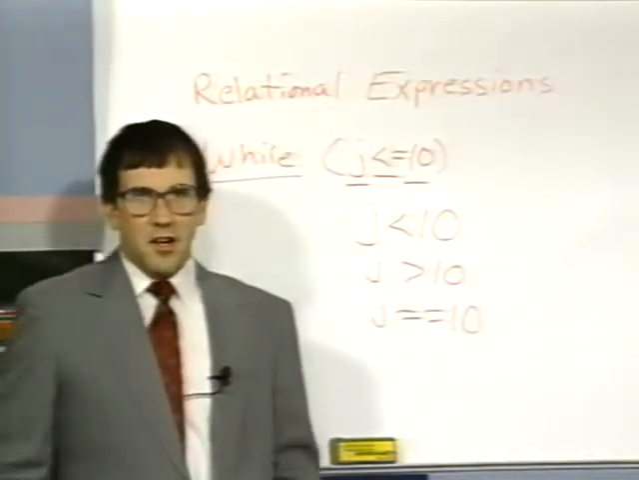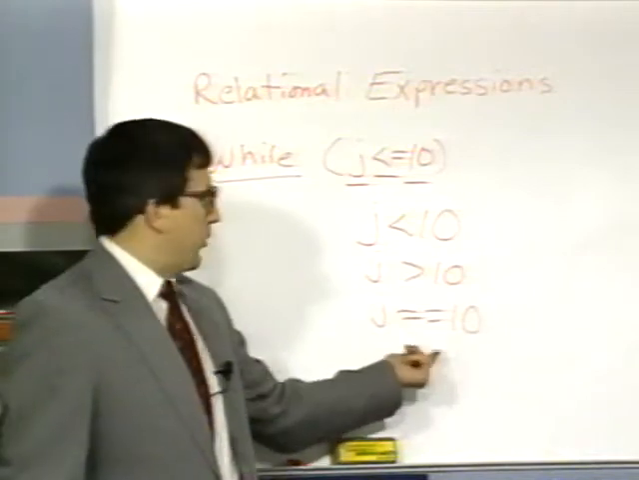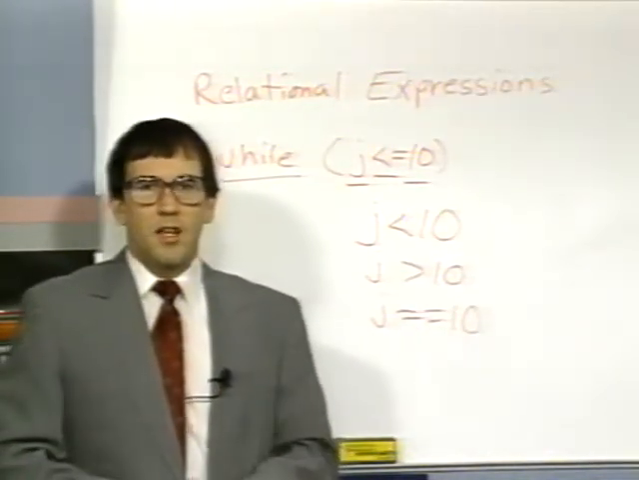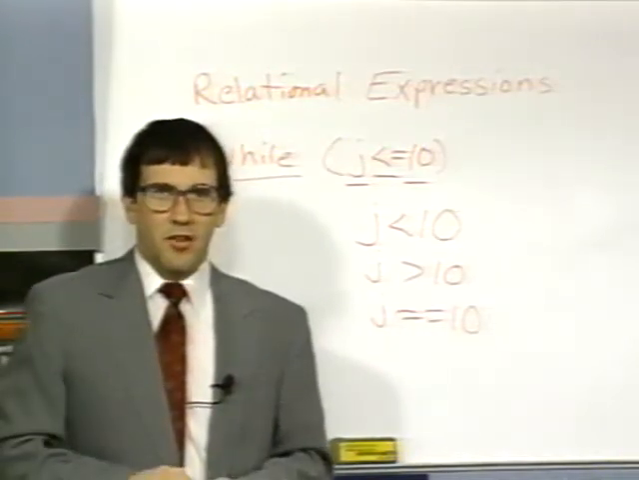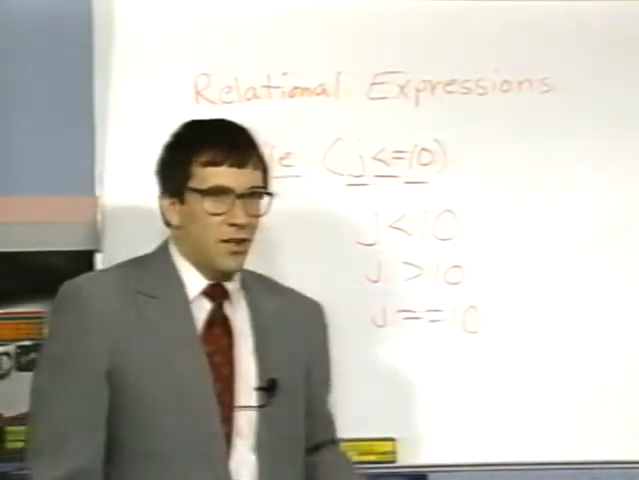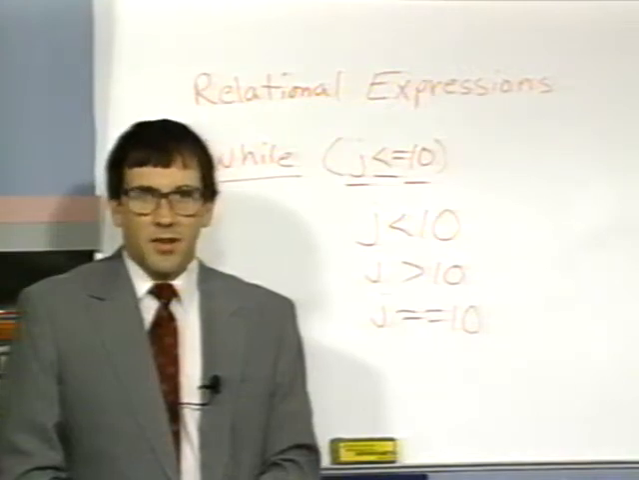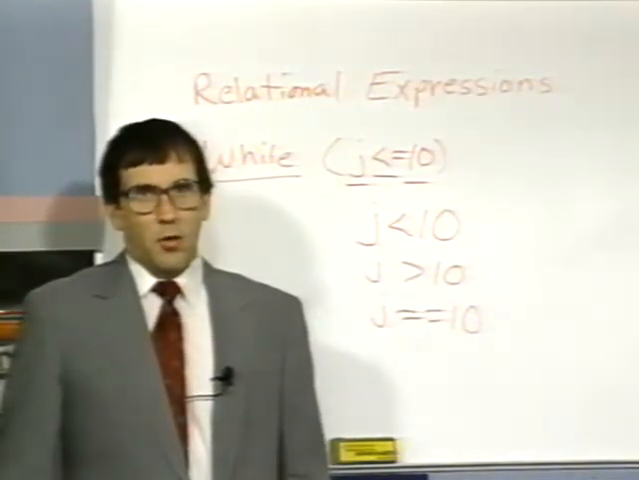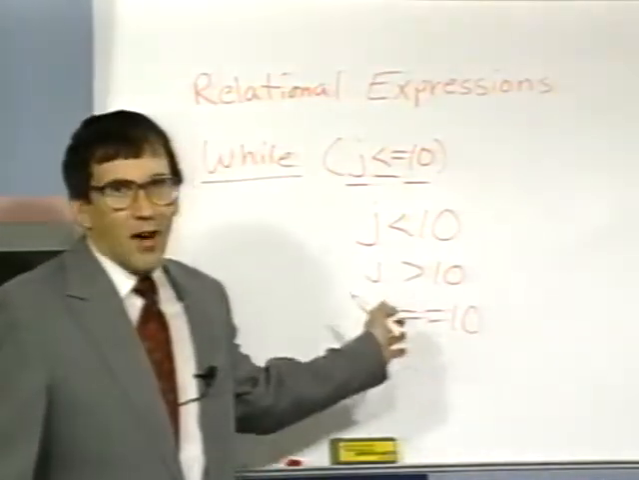Now this is something very important. When I said j is equal to 10, I put two equal signs in here. If you only put one equal sign in there, the result will always be true, and this is not what you want in your program. Be sure to put two equal signs for equals in a relational expression. If you don't, you won't get an error message, but you will get the wrong answer. This will save you possibly hours.